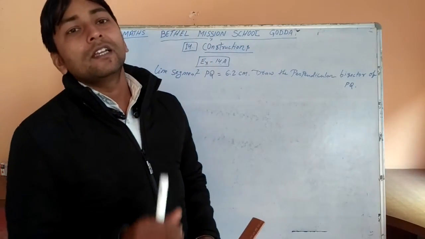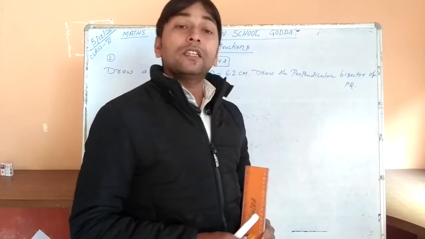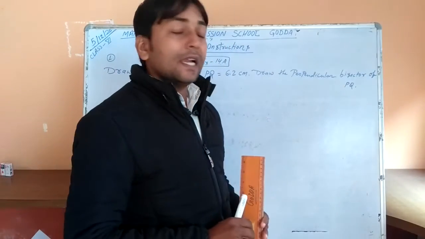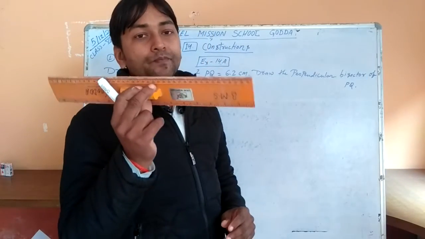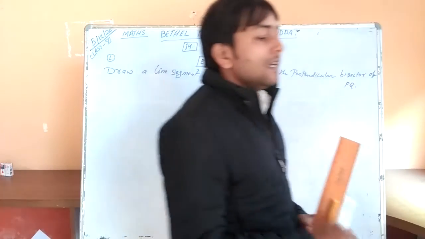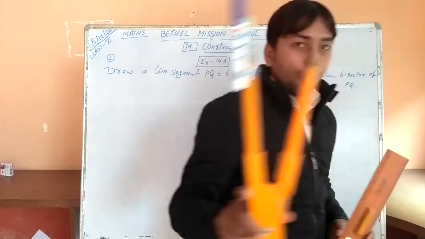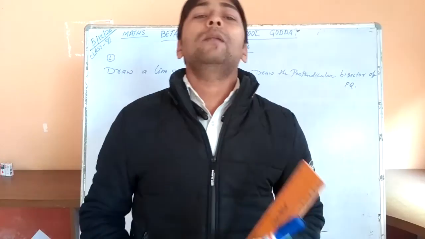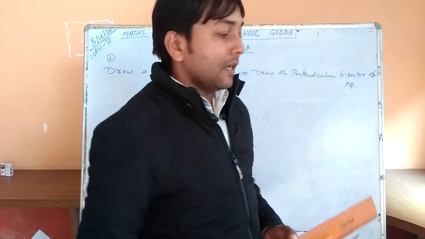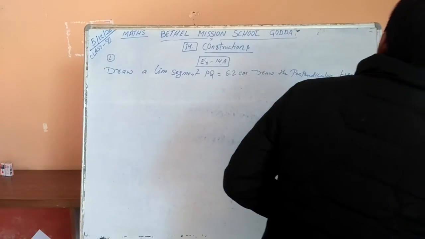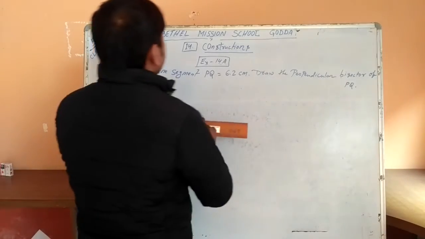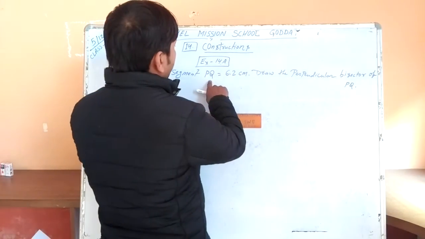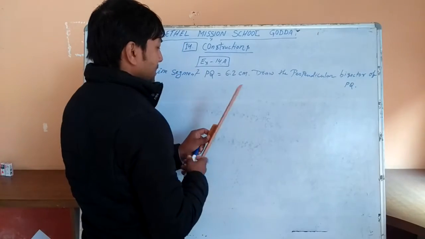Are you ready? So you will sit with your pen and paper and your geometry box, with the help of scale and one compass. Okay, with the help of compass we are going to draw the perpendicular bisector. First we draw line segment PQ 6.2 centimeter.